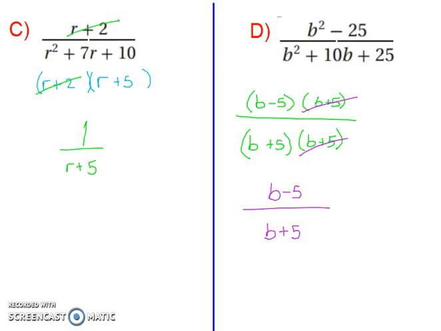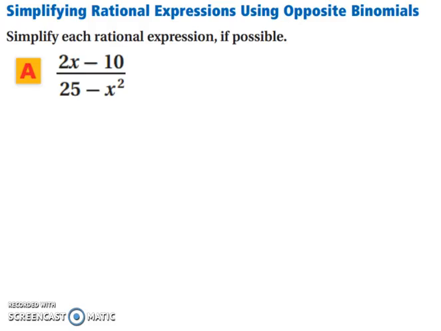And there you have it. So now let's step it up a notch. Now let's try simplifying rational expressions using opposite binomials. So to start out, we still factor our numerator and our denominator.